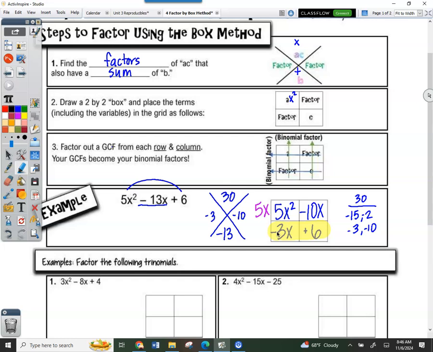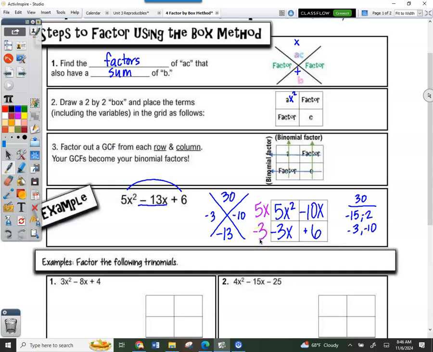Now, why can I not pull an X out? Because there's no X on the 6. There will never be an X on the constant. If there is, you missed an initial GCF that you should have pulled out, which is okay. I'll show you how to handle that if that happens. So the GCF here is -3.